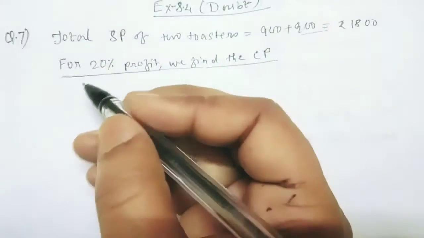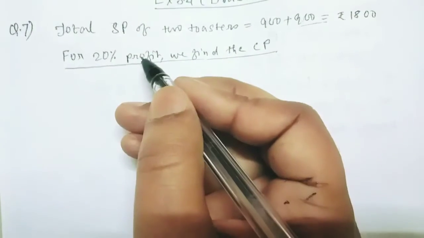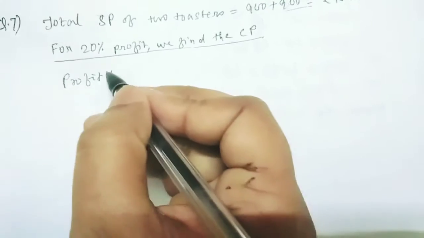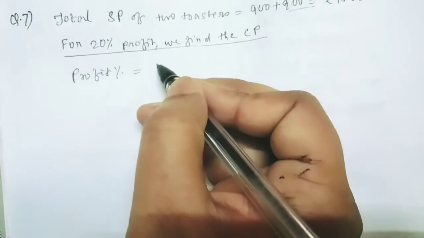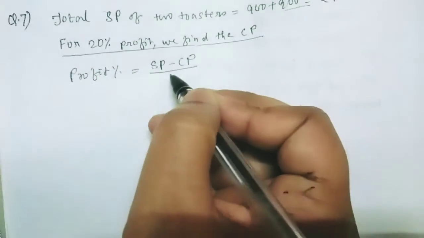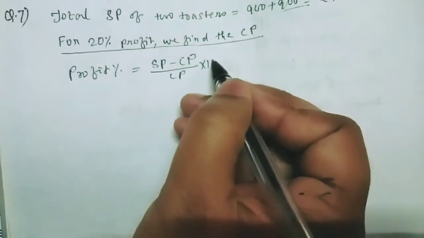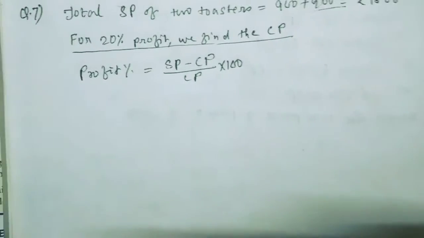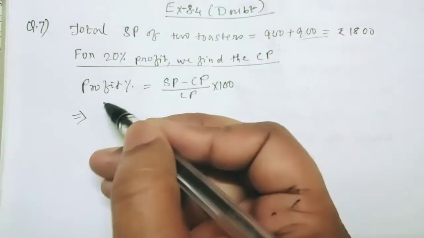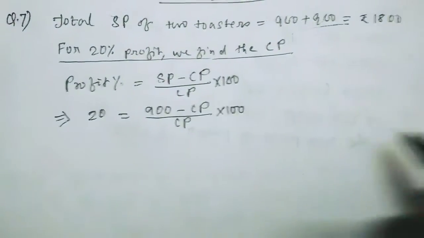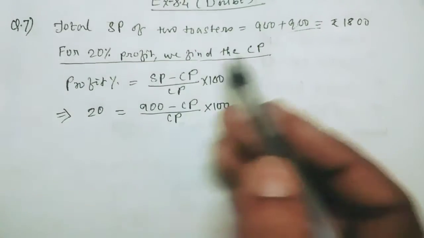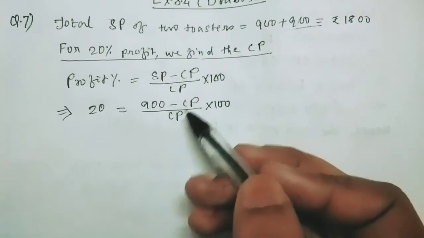So how to find the CP now? We know when profit happens, the profit percent formula is: profit percent equal to SP minus CP divided by CP into 100. So this is the formula of profit percent, right? Now we'll put the values one by one. Here profit is 20% given, 20. SP is 900, and CP you have to find out.